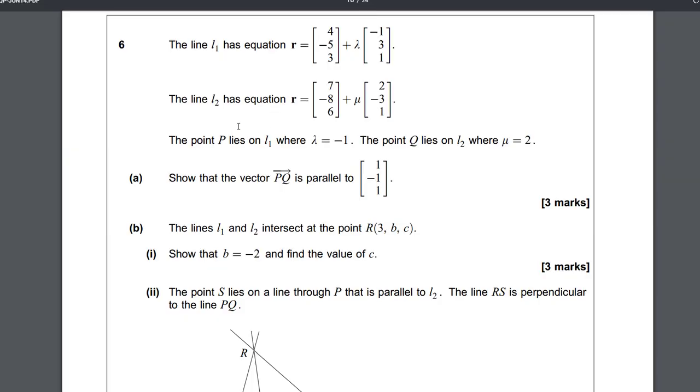In question 6, we're told the equations of L1 and L2, and we're told that P lies on L1 where lambda is -1 and Q lies on L2 where mu is 2. And in part A, we're asked to show that the vector PQ is parallel with 1, -1, 1. So the first thing we're going to do is figure out where P and Q are.